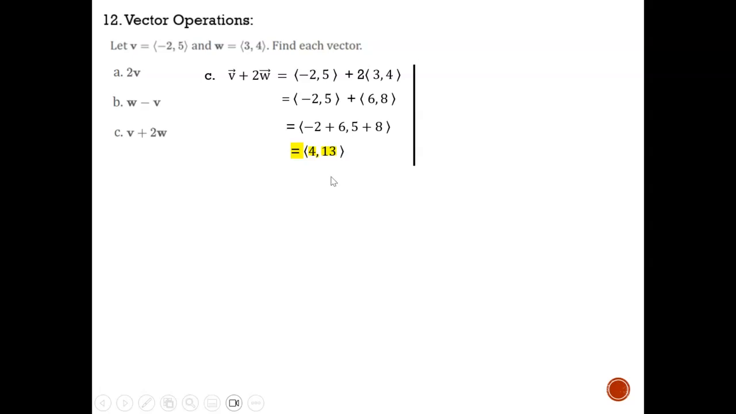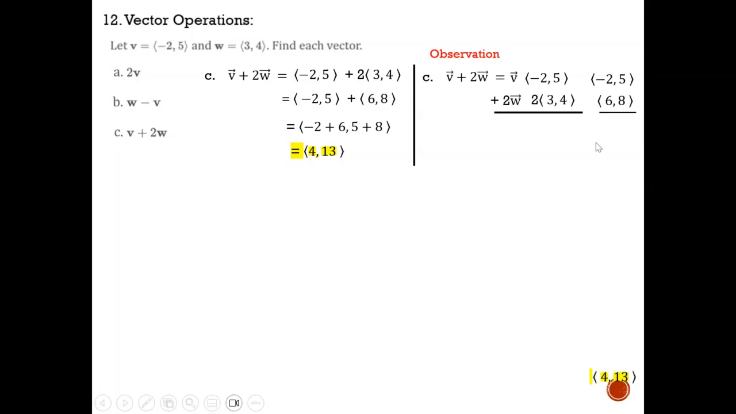Now here's the observation. We're going to start with vector V, which is negative 2, 5. We're going to put them vertically, plus 2 times vector W, which is 2 times 3, 4. Vector V stays how it is, and this gives us vector 6, 8. Then you add, you get 4, 13. See, guys, like I said, it's better to do it vertically, I think.